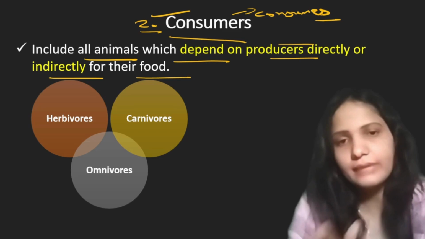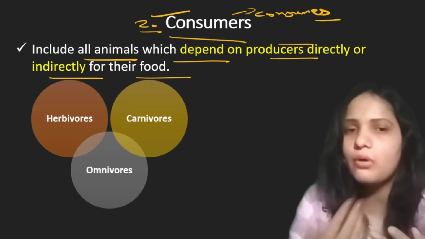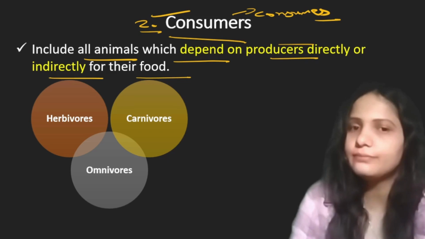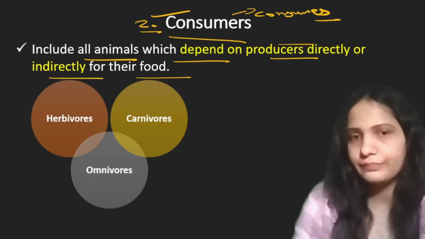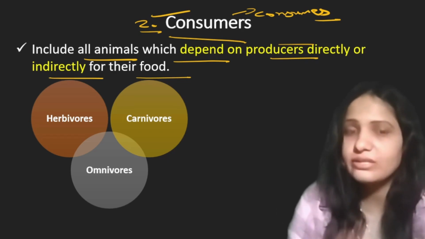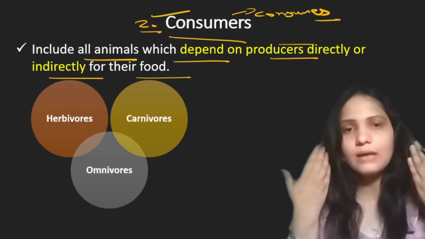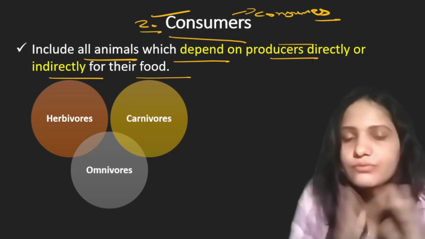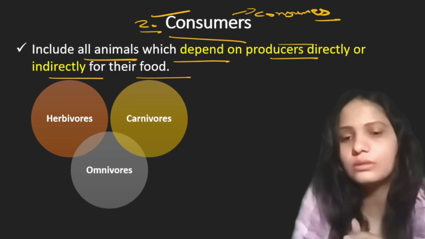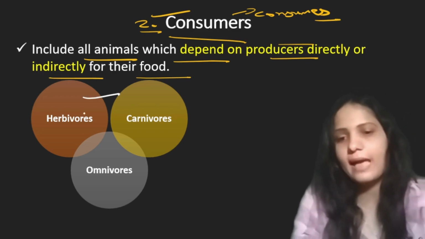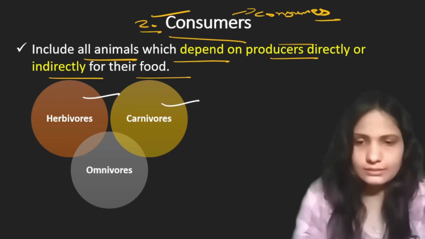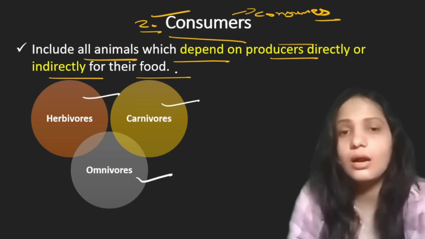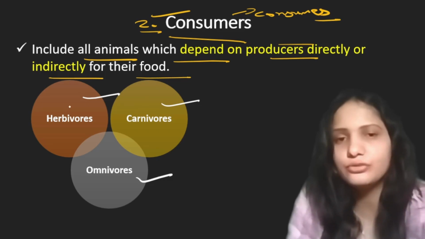They don't have the ability to produce their food on their own, so they will get their food from other organisms. This is the reason why they are known as consumers, as they are consuming other organisms. We have various types of consumers depending on what they consume. Some organisms are herbivores, others are carnivores and omnivores. These are the types of consumers we see.